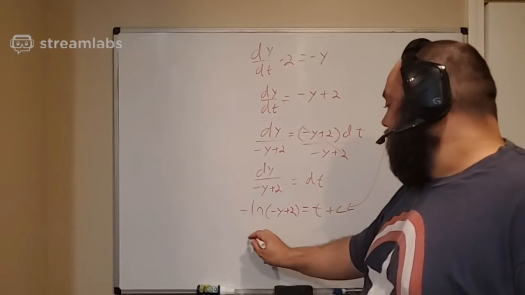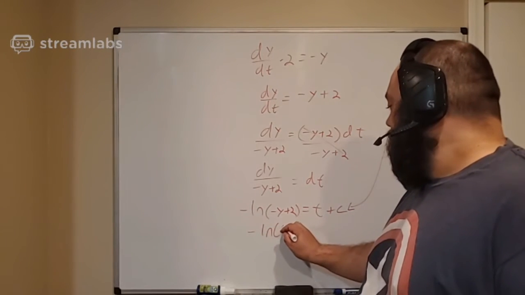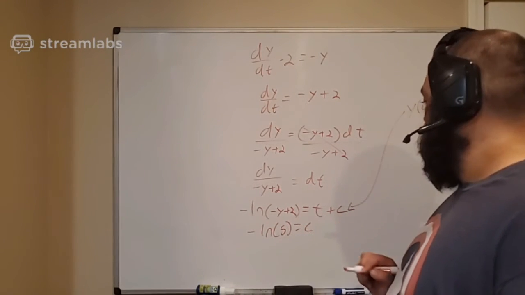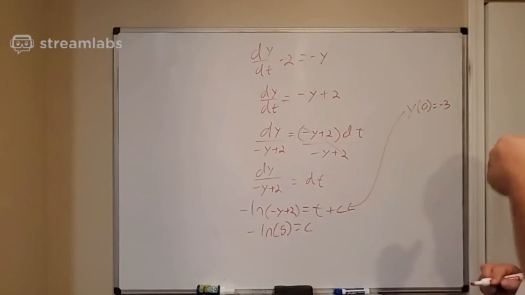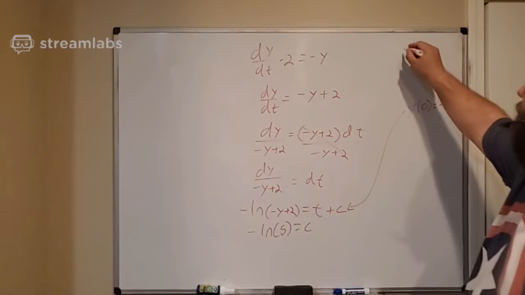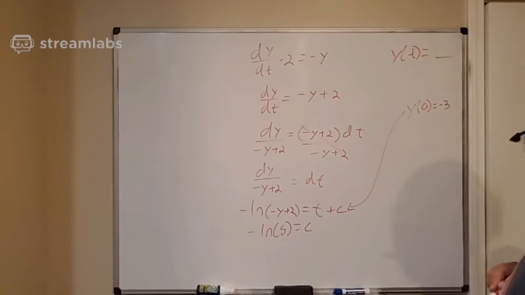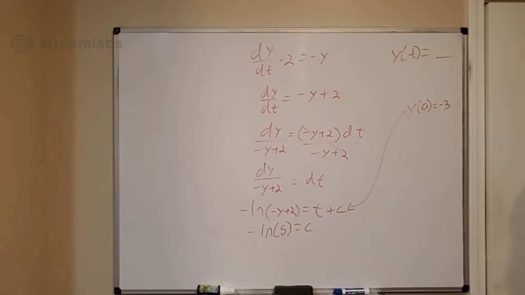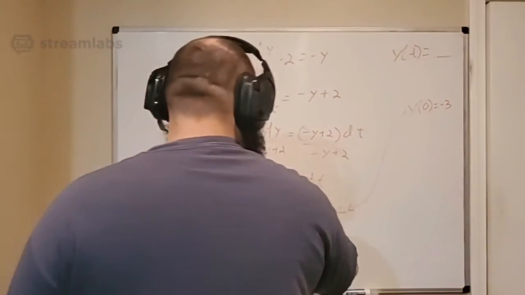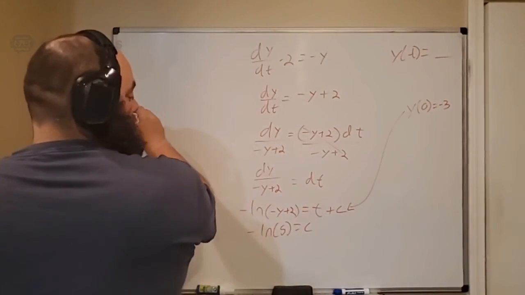The 0 is t in this case? Yes, because your function is y of t is equal to blah. So plug that back into that line, you get that ln of negative y plus 2 is equal to t minus ln 5.